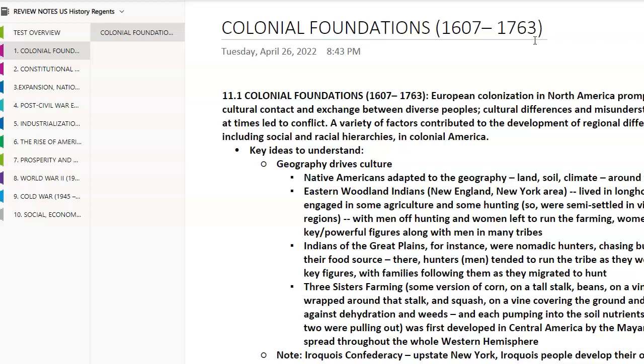1763 you should recognize as the end of the French and Indian War, when the English colonies are kind of firmly settled. The English are no longer directly competing with anybody else in their colonies, and we begin the march in 1763 toward the American Revolution. That becomes the focus. So let's take a look at a few things here, and I'm going to move this over a bit.